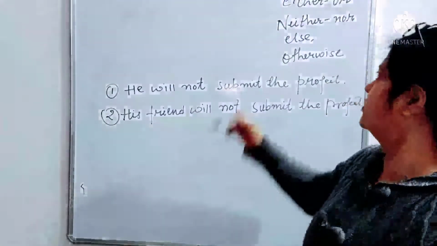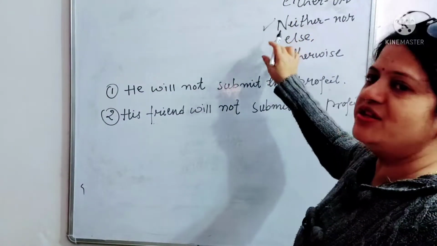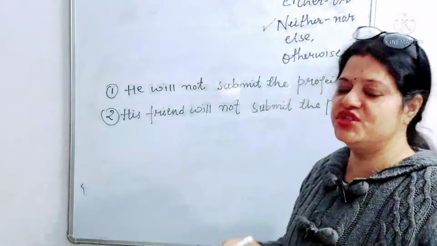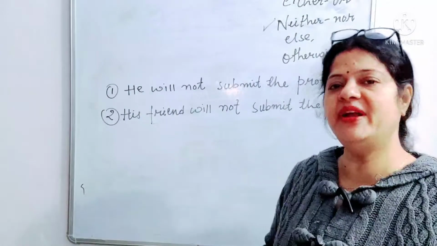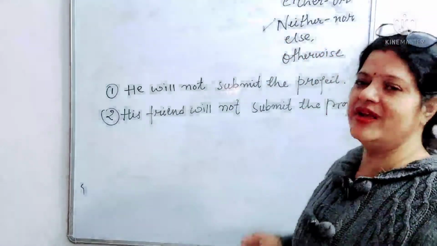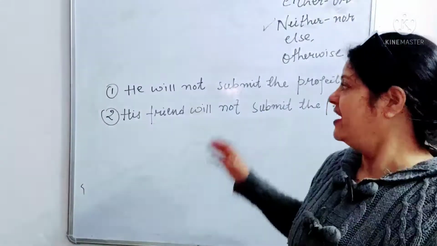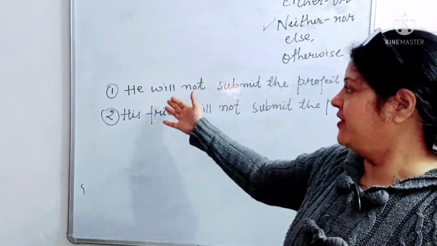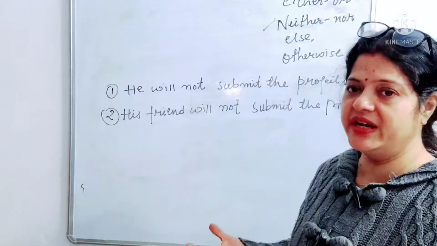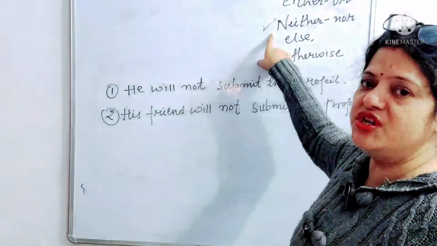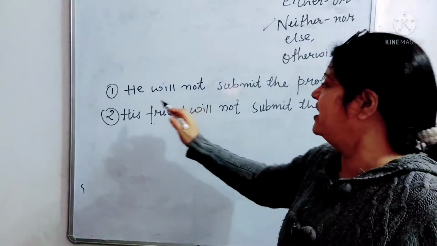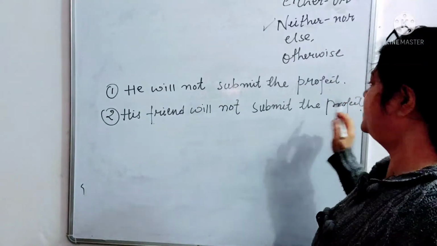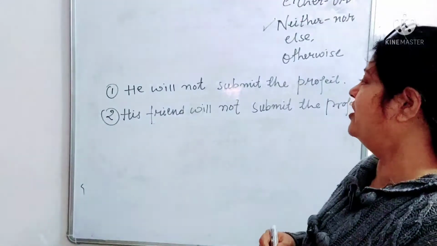Now let's know about this conjunction, that is neither nor. The thing is that the first conjunction, either or, is used for affirmative sentences and neither nor is used for negative sentences. If I make the first example negative, we can use this conjunction neither nor. Like if I say, he will not submit the project, his brother will not submit the project.